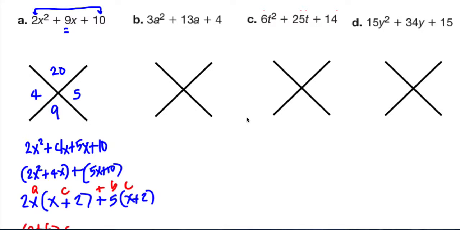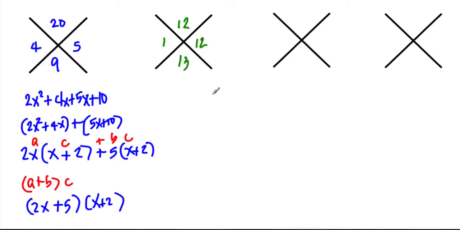So 3a squared plus 13a plus 4. We get the product of 3 and 4, the coefficient of your quadratic term times your constant. That'll give you 12. And then we get the coefficient of your linear term and put it underneath. We want to find the factors of 12 which will give you a sum of 13, and that would be 1 and 12.